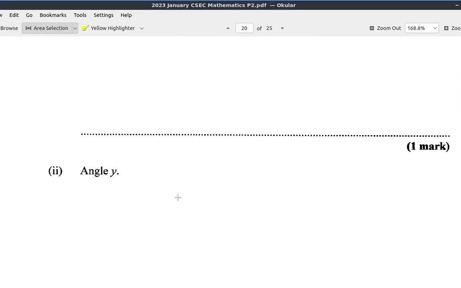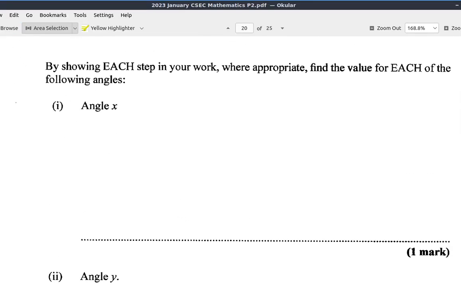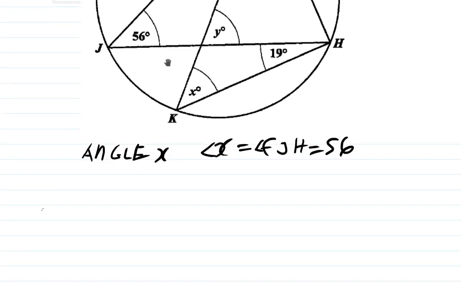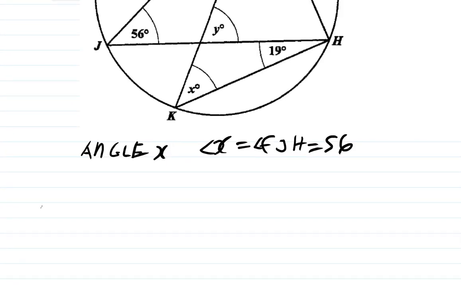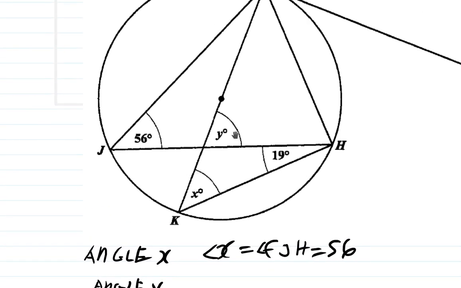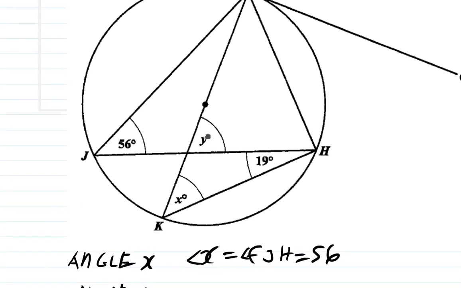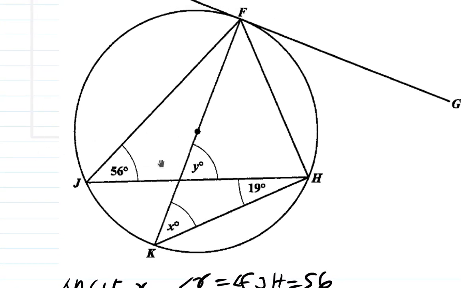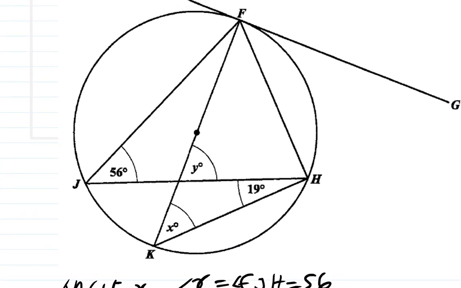The next thing they say is angle Y. So you must find angle Y. Here's angle Y, this is the angle Y right here, right? Now, how could you find it? Think about it.